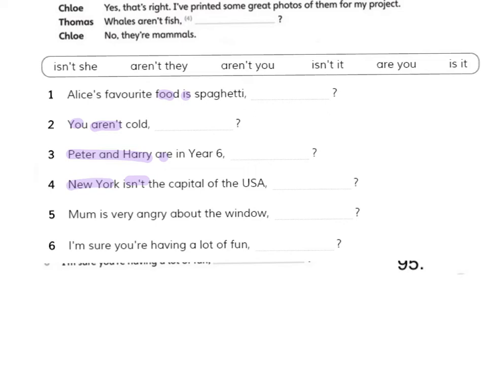Mom is very angry about the window. Is the verb and mom the subject. I'm sure here in this tiny word we have a verb, but is it the correct verb? Let's read it. I'm sure you're having a lot of fun.